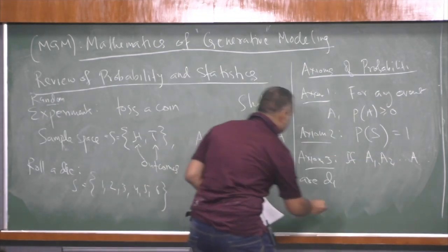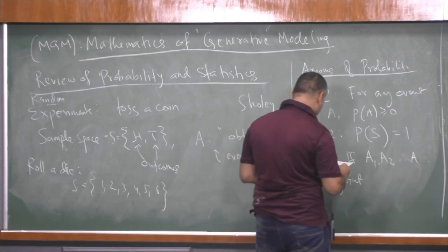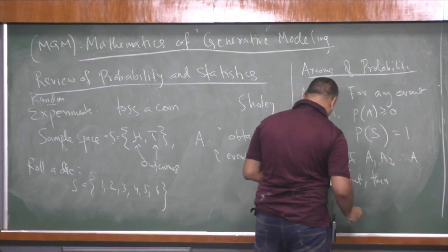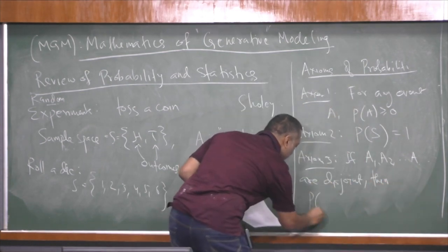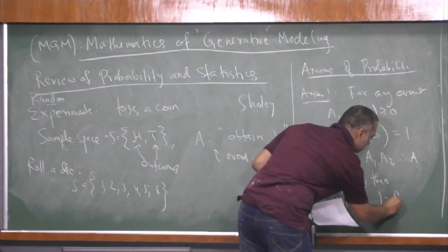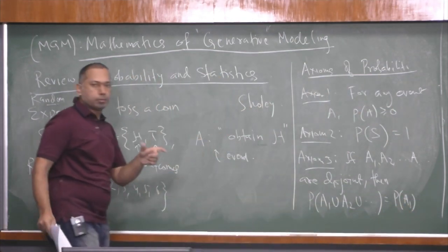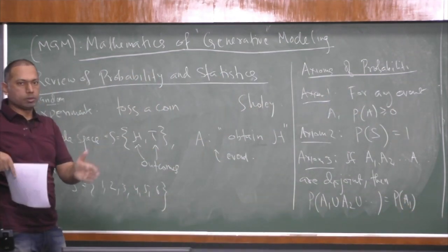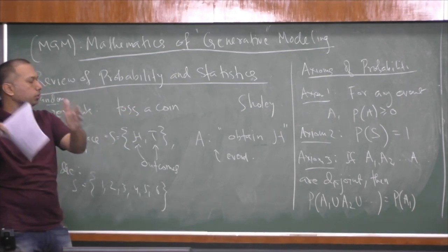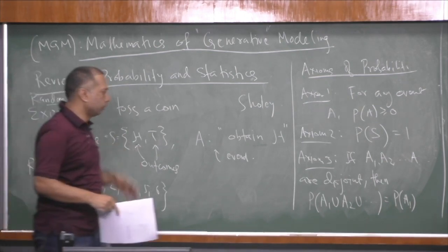If these are disjoint, then probability of A1 union A2 union dot dot dot is just the sum. By pairwise I mean even the tuples A1 intersection A2, A2 intersection A3, but also A1 intersection A2 intersection A3. So all those are empty. So it's non-intersecting.